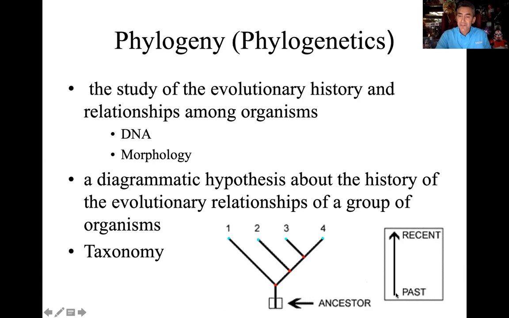And we interpret this based on the past and then more recent. And the more distant that one of these branches comes off, the more distantly related that something is to the other. So phylogenetic tree, a diagrammatic hypothesis about the history of the evolutionary relationship of a group of organisms, right? Falls within the realm of taxonomy, but not just morphological taxonomy, taxonomy at the genetic level, the phylogenetic level.